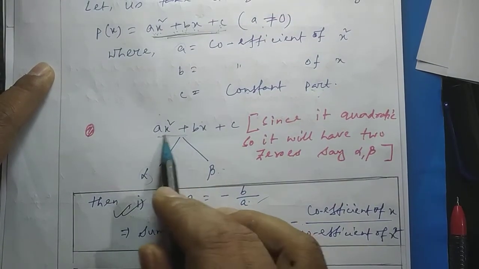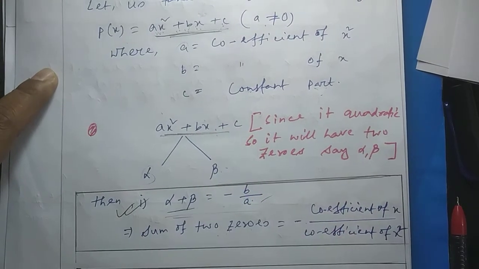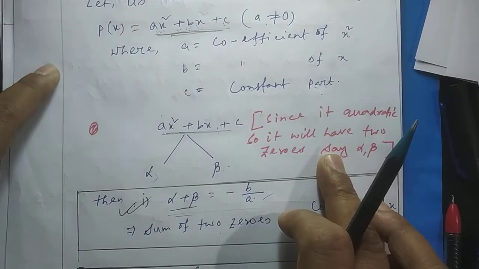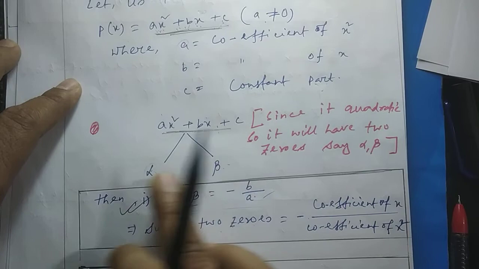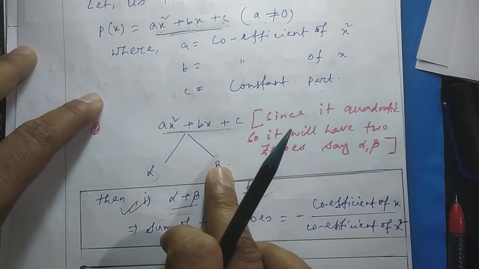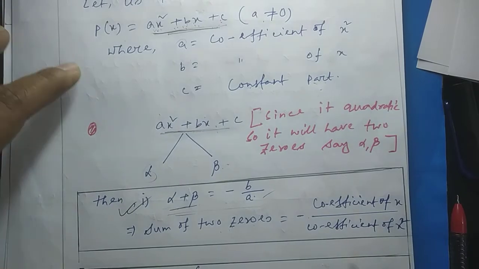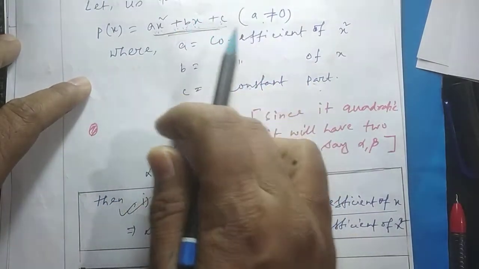Since it is a quadratic polynomial, we can say it will have maximum 2 zeros, and they are alpha and beta. That means alpha and beta are the 2 zeros of the quadratic polynomial. Now we have to know the relations between the zeros alpha and beta and the coefficients a, b, c.